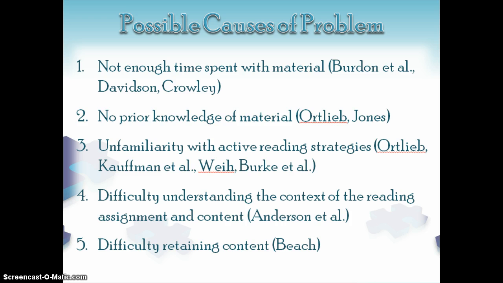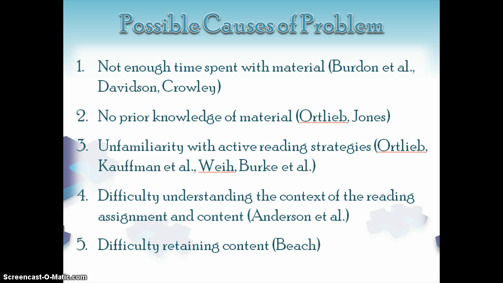So again, these were the causes of the problem that we identified for our example. There were 5 of them: not enough time spent with material, no prior knowledge of material, unfamiliarity with active reading strategies, difficulty understanding context, and then retaining content. And numerous authors were involved here. Now, it may be that ultimately I decide that number 5 isn't that important because only one person talked about it, and I would like to focus more on the other 4. In that case, I don't have to talk about 5. I can just talk about the 4, summarize the main points, because these seem to be the ones that are dominating the conversation.